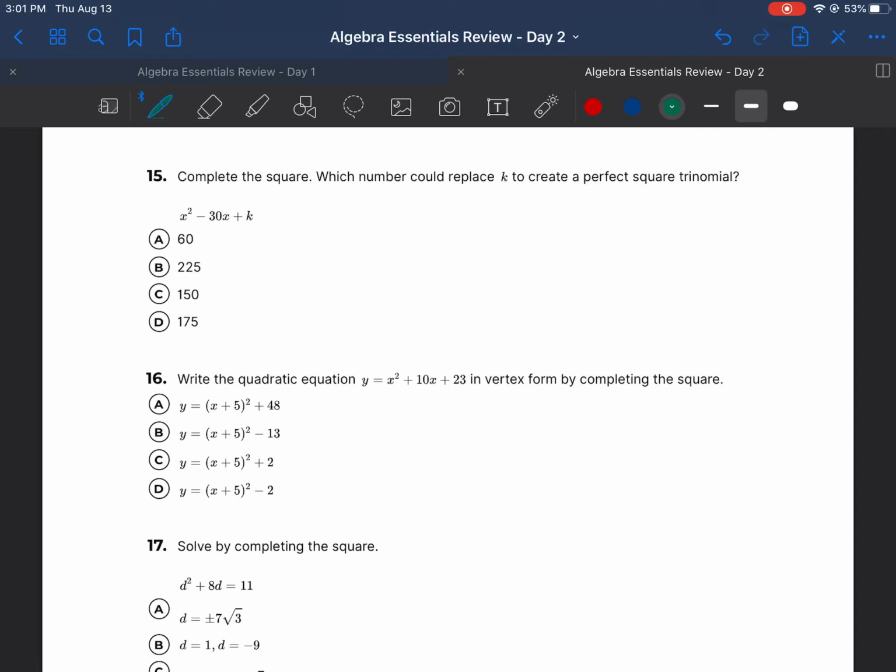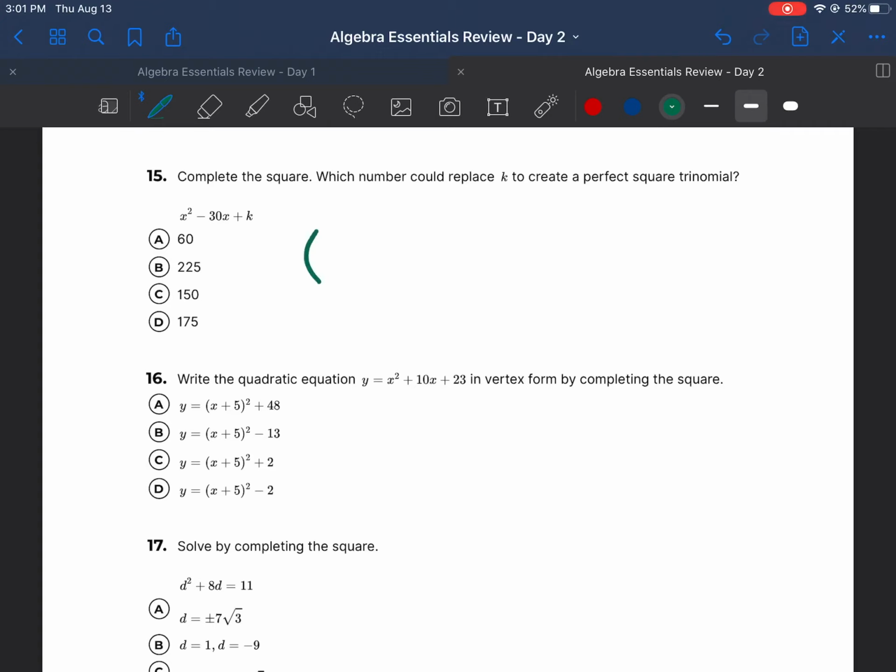Problem number 15, complete the square. Which number could replace k to create a perfect square trinomial? So essentially what we want to ask ourselves is what number could go in for k to where we could turn that trinomial into a binomial to the second power. So essentially what we're going to do is take the b term, the middle term, cut it in half and square it.